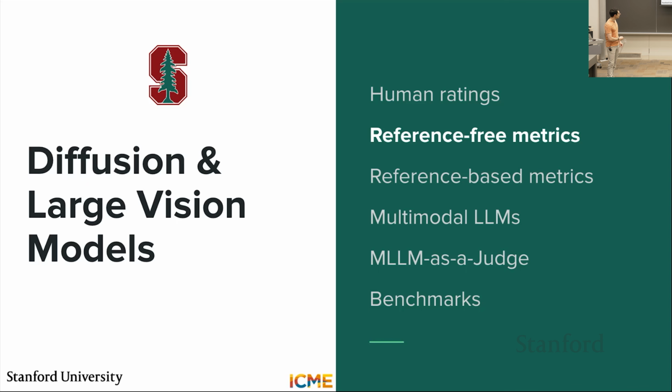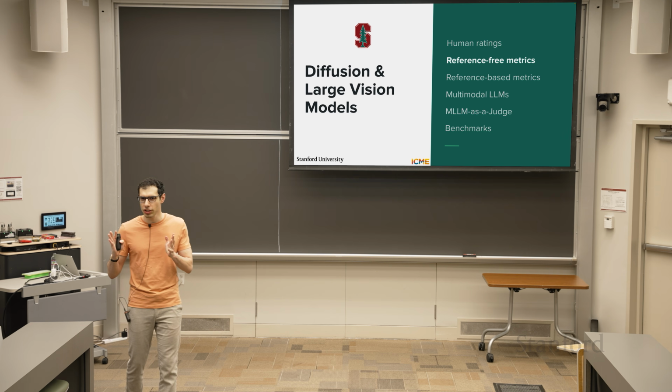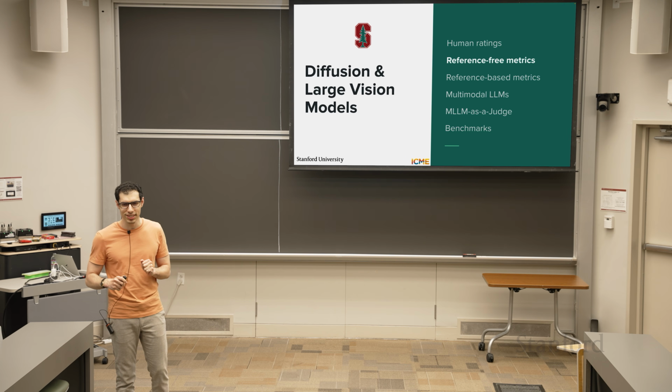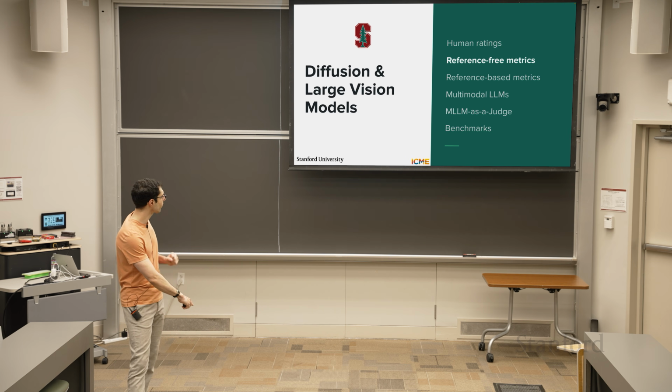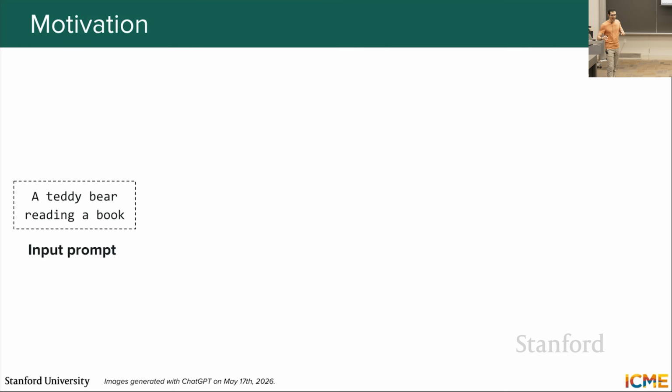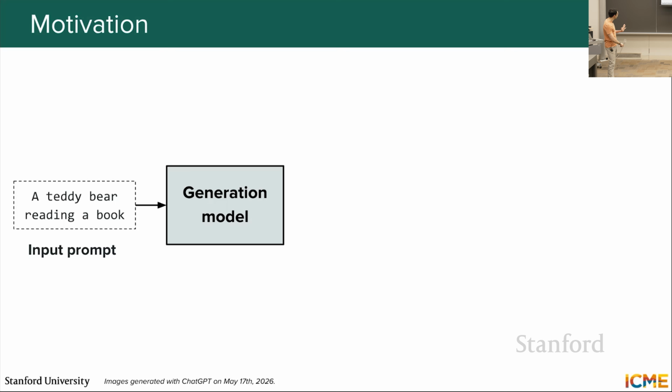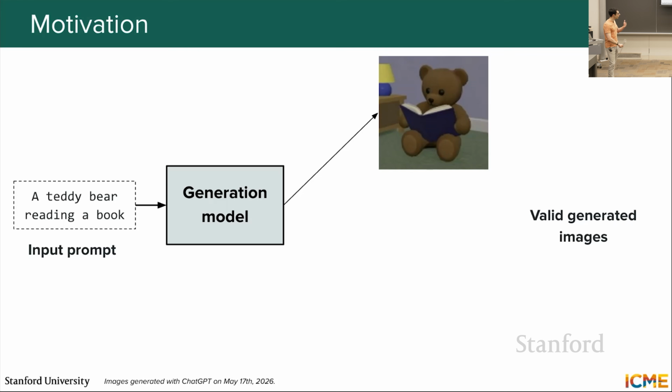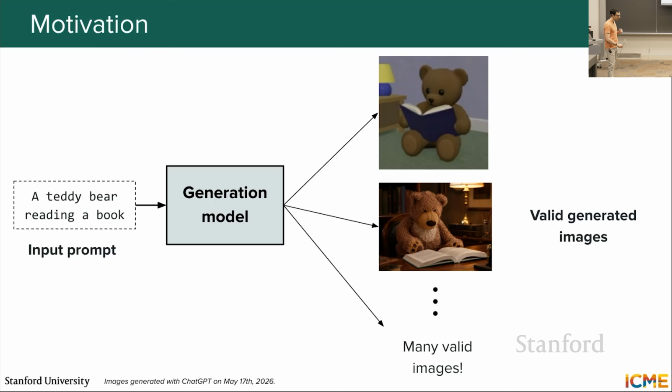And we're going to start with what we call reference-free metrics. And I'm going to tell you in a second what reference-free means. So as I mentioned, we're in the text-to-image generation case. We have a text as input, and we have a model that produces an image. So one thing that I want to tell you is there are just multiple ways you can produce an image for the same prompt, like these ones.